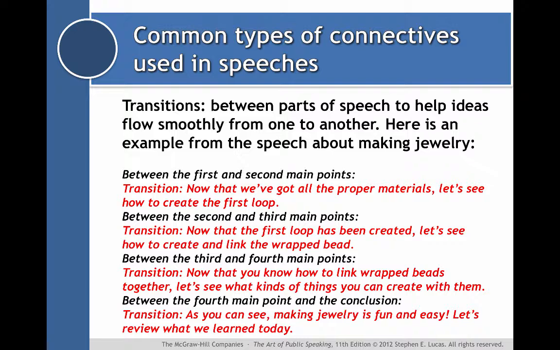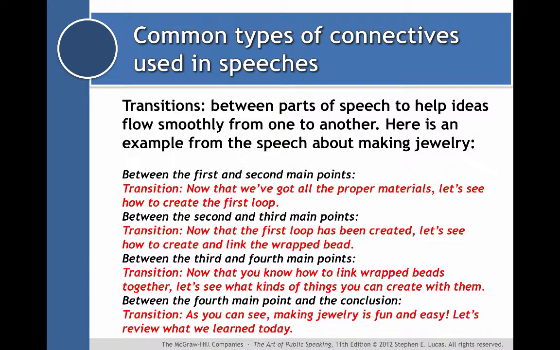As you can see, they mention what I just talked about and what I'm going to talk about next. So between the first and second main points, once I'm done with the material in the first main point, I would say something like, now that we've got all the proper materials, let's see how to create the first loop. Between the second and third main points, I would say, now that the first loop's been created, let's see how to create and link the wrapped bead.